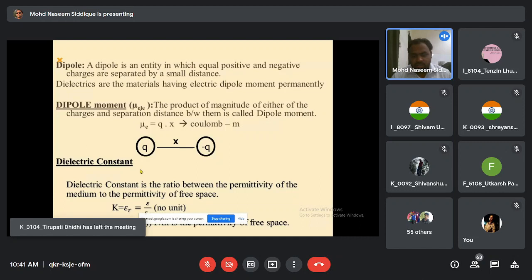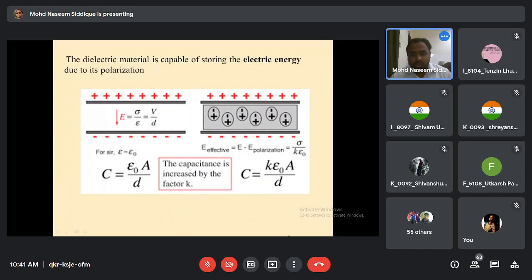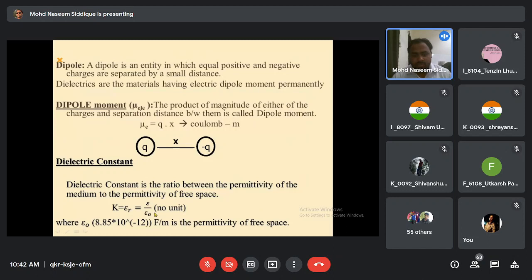And coming to the dielectric constant. What is the dielectric constant? The dielectric constant is just the ratio of the electric permittivity in the medium to the electric permittivity in free space. Otherwise, we can also determine the dielectric constant in terms of capacitance, because the capacitance is directly proportional to K. So we can determine the ratio of the capacitance in the medium to the capacitance in free space. Hence the dielectric constant is the ratio between the permittivity of the medium to the permittivity of free space.